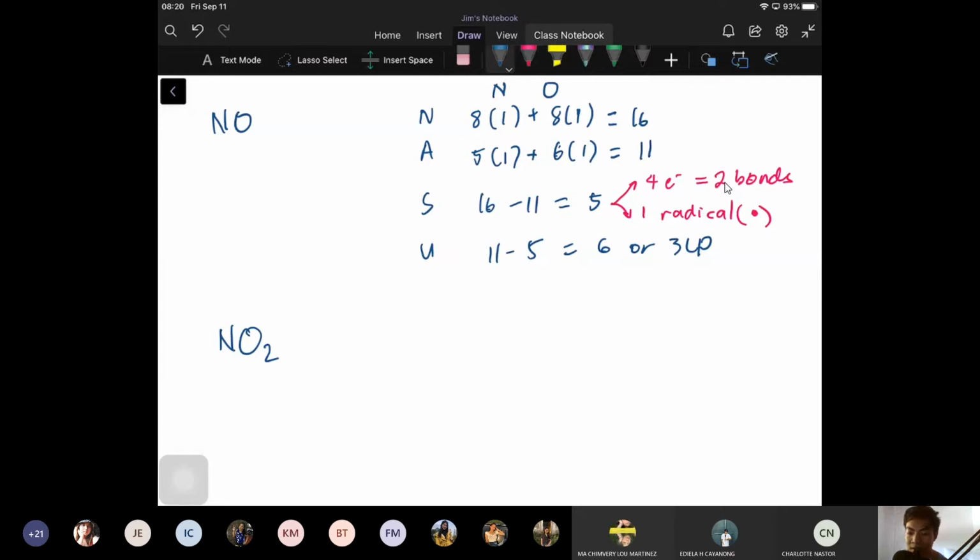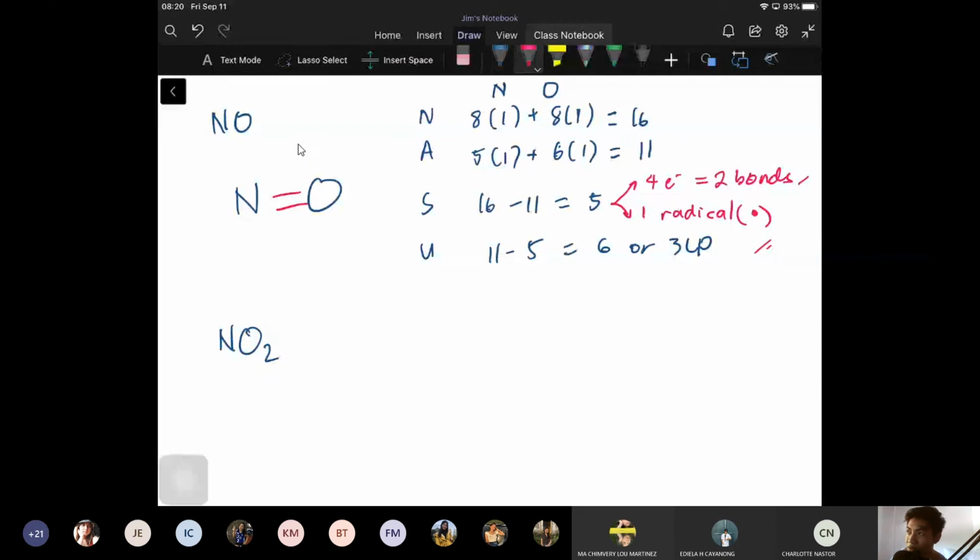Okay, so paano natin yan ito drawing? So this is our NO. We have 2 bonds. Lagay natin yan, 2 bonds. Then, yung radical sa dulo ko na yan ilalagay. Ano yung ilalagay ko muna? Bonds and lone pairs. So I will place my lone pairs, tatlong lone pairs. Kanino muna? Sa terminal kay oxygen.